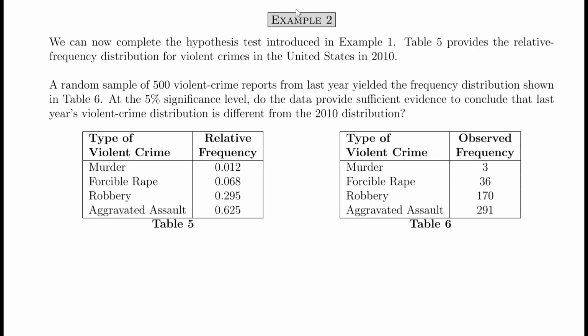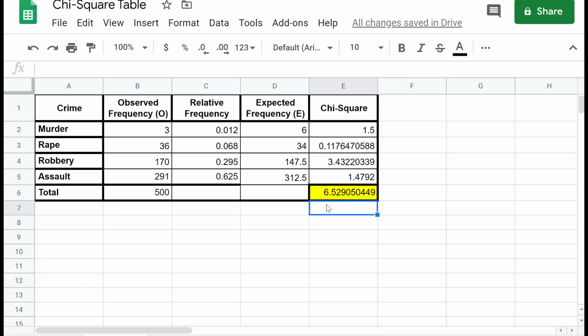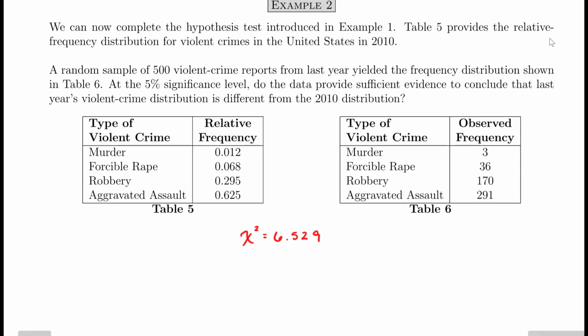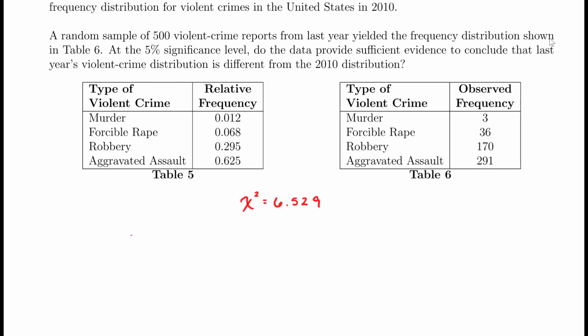So we have our data provided here again, and we're just going to refer back to our Google Sheet. Just one more time, we're going to look at what the chi-squared value was. It is 6.529, and that's all we need from that table to complete this test. So we have chi-squared is 6.529. So for our critical value approach, what we need to know is our alpha value, which is 0.05. We know our chi-squared value is 6.529, and we need to determine our degrees of freedom.